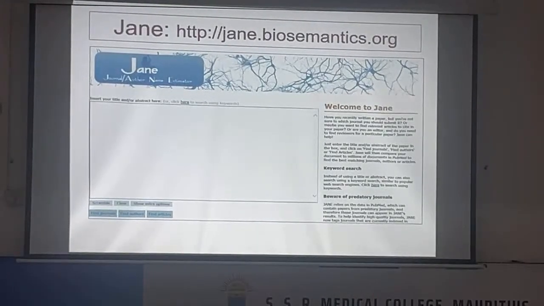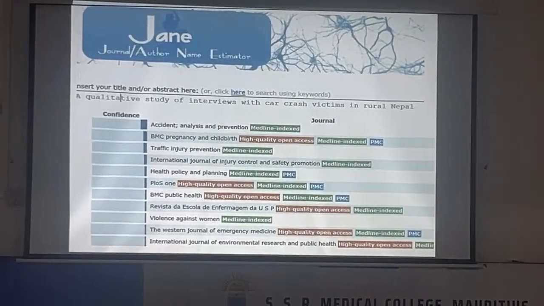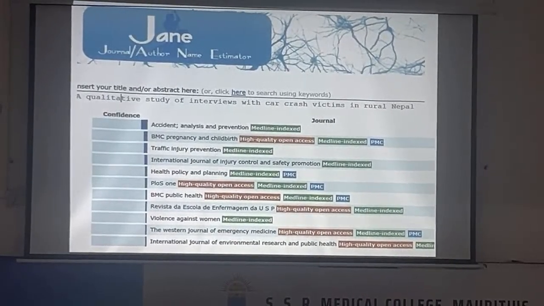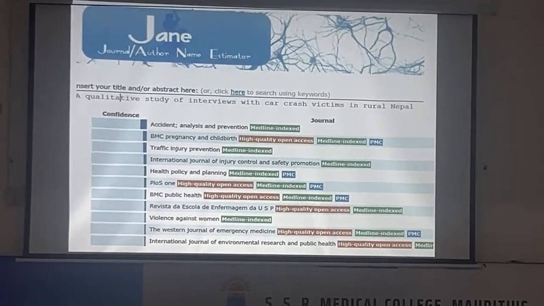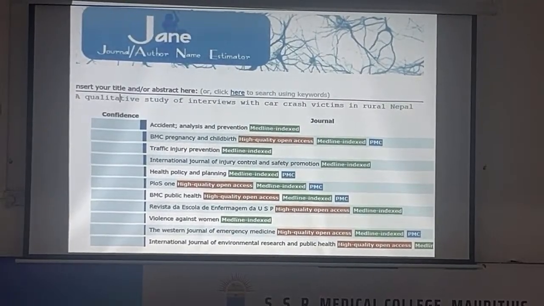For our interest, when we did that, we put in one study, a qualitative study interviewing the perspective in rural Nepal. That's the title we gave. And this website, again, is AI as well. It suggested that Accident Analysis and Prevention, a well-indexed journal, is the number one potential journal for this paper, because that journal has published similar types of articles.